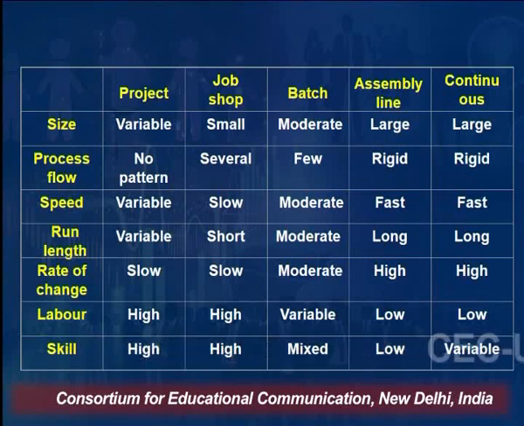What is the labor requirement? That is the number of labor required. In a project and job shop, it is high. In batch production, it is variable. In assembly line and continuous process industry, it may be low, because many times these are automated industries. What is the level of skill required? In a project and job shop, high skills are required. In a batch production, mixed. In assembly line, it is low. In continuous, it depends on the type of industry, so it is variable. So this has given you an overall idea about the comparison of various kinds of processes.